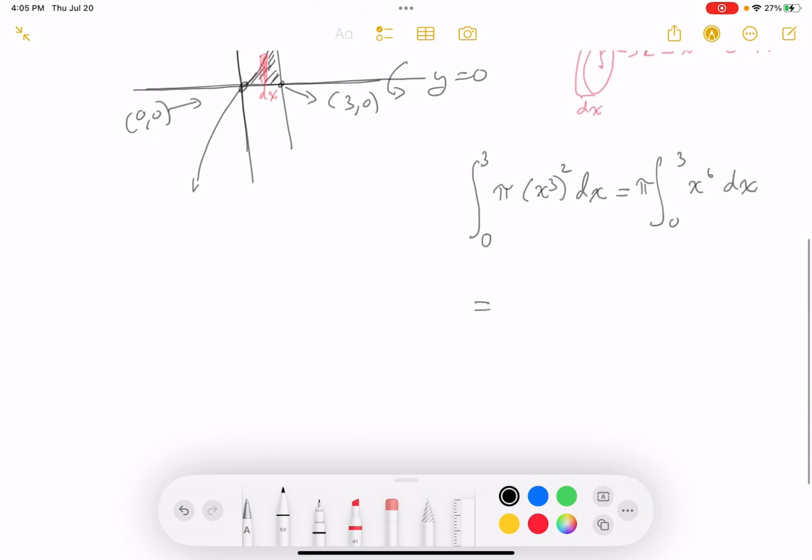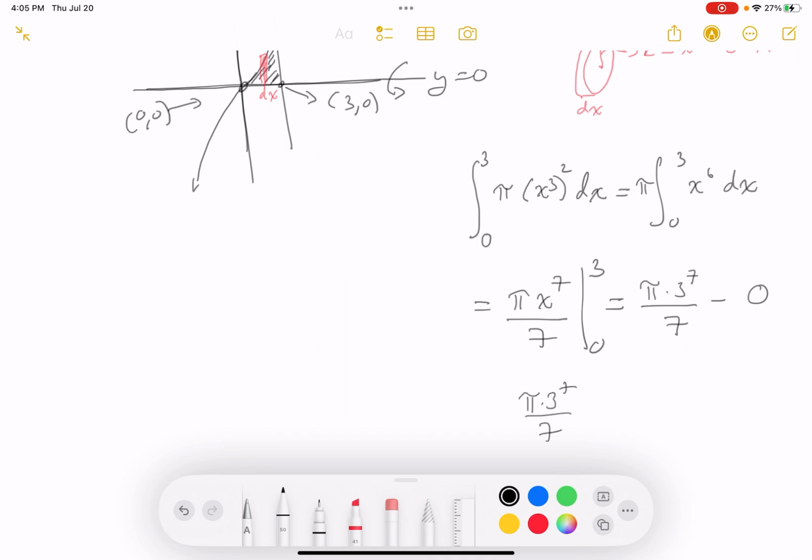What would I get over here? Pi x to the 7th over 7, from 0 to 3. And then I've got to do some work here, don't I? I've got to put the 3 in now. What are you going to get? Pi times 3 to the 7th power over 7. And if I evaluate at 0, it's just going to be 0. All right? Now, that would be my answer. I would say pi 3 to the 7th over 7.